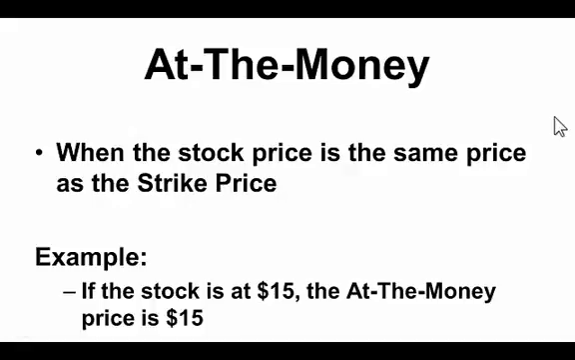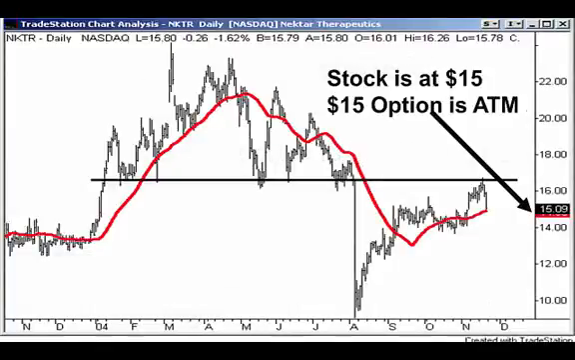So at the money is when the stock price is at the same price as the strike price. For example, if I own a stock and the stock's at $15, then the at the money price is $15. And here's an illustration to show you how that works. I like to use real charts to show my examples. So if the price of the stock's at 15 and the option I purchased is at 15, then I can say that that $15 call option is at the money. And it's just a way to describe how that option works.